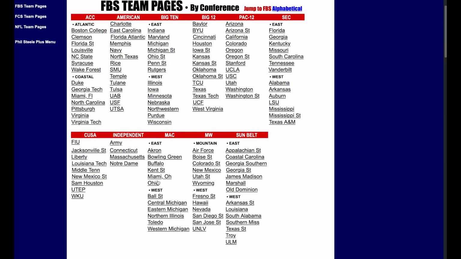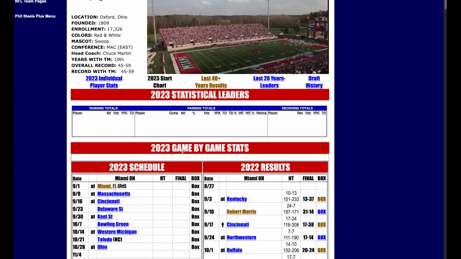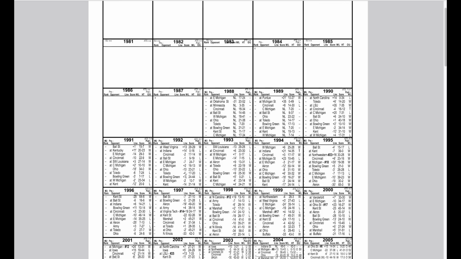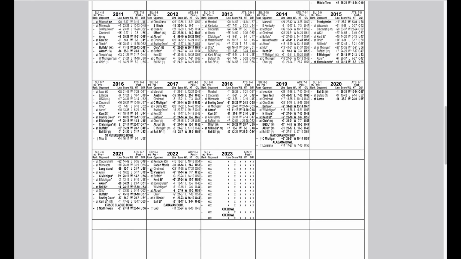Now let's take a look at the MAC games. Let's go to Miami of Ohio. Let's look at the last 40 years results. And let's look at the road openers. First road game. Now, this LW here, that refers to the spread. If it's bold, that means the team won the game. So as you could tell, first game they lost and lost against the spread.